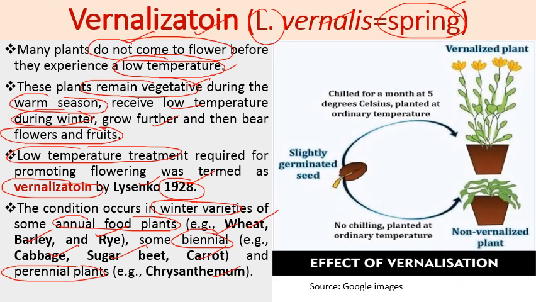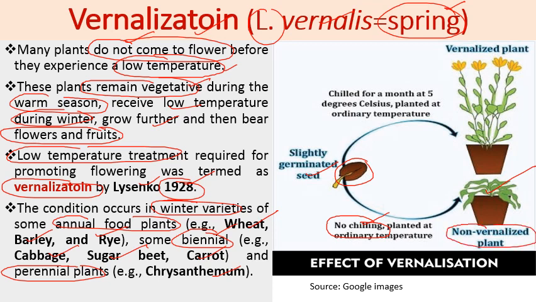In this animated picture, we have a slightly germinated seed. Mostly the growing regions of the plant, like stem tips, root tips, leaf tips, or the developing embryo, are the sites of vernalization, and they will receive the stimulus of low temperature. If this chilling is not present, the plant at ordinary temperature will grow as a vegetative plant. They are not able to produce flowers, and these plants are known as non-vernalized plants.